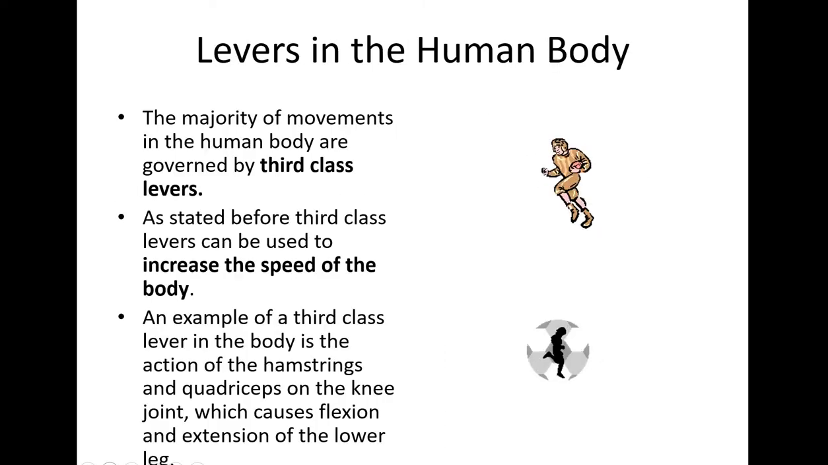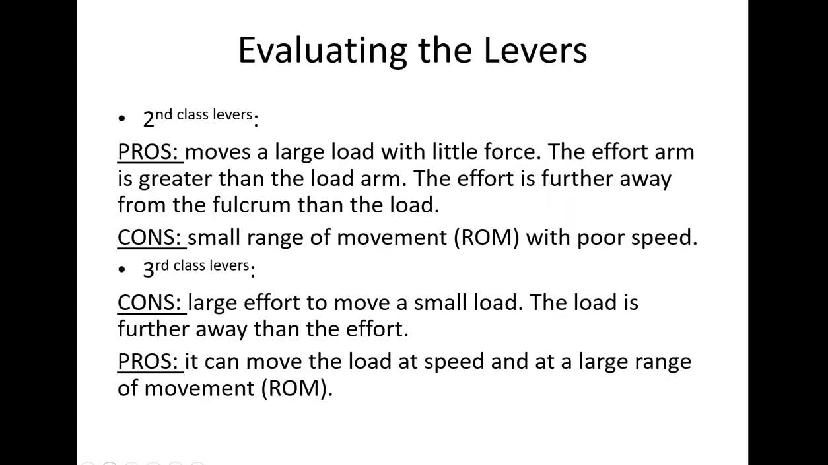Now, if we look at the human body, the majority of movements in the human body are governed by third class levers. So third class levers will increase the speed and the range of movement of the body. And a prime example of a third class lever is the knee joint, where you have the action of the hamstrings and the quadriceps, which cause flexion and extension of the lower leg. And if you think, you can create a lot of speed at that joint and a lot of range of movement.